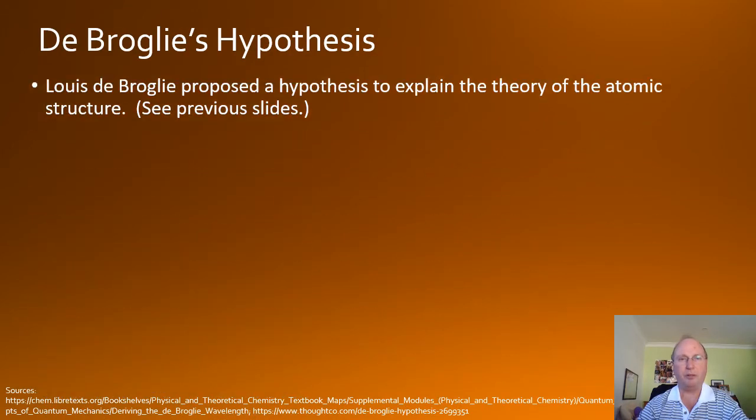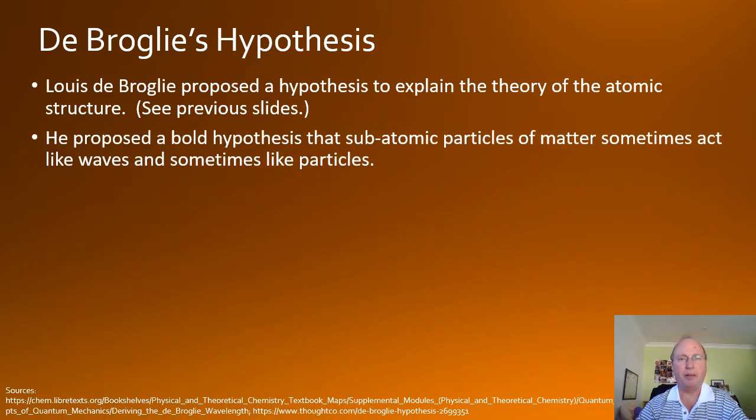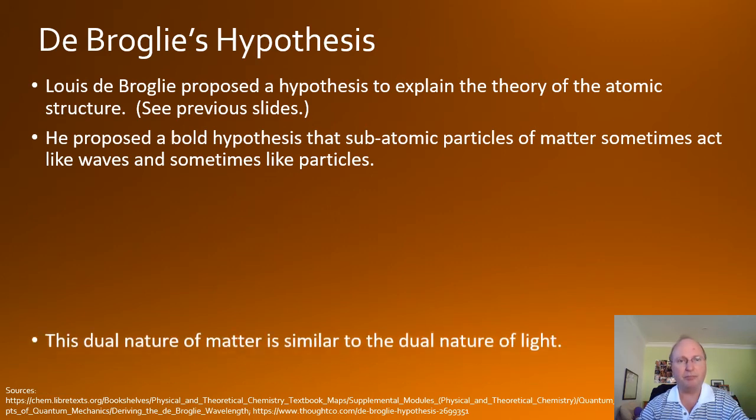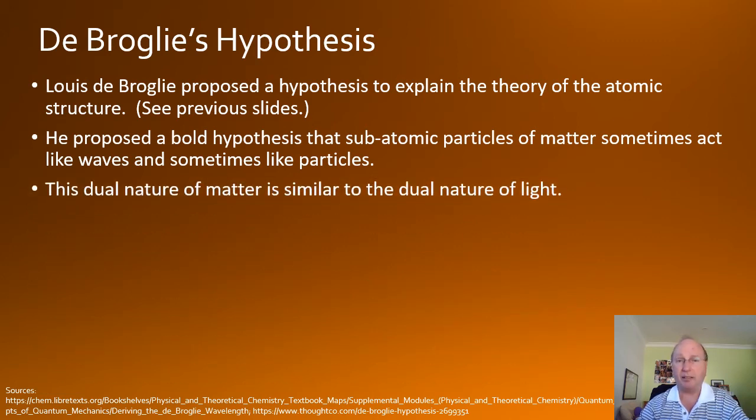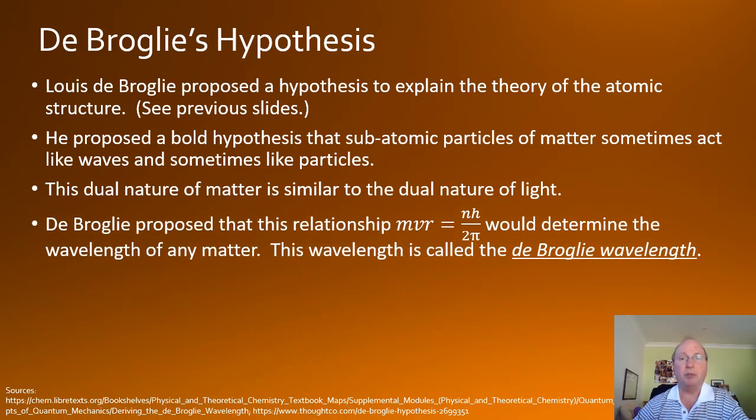So de Broglie's hypothesis to explain this theory of atomic structure: he proposed a bold hypothesis that subatomic particles of matter sometimes act like waves and sometimes like particles. The dual nature of matter is similar to the dual nature of light. De Broglie proposed that this relationship mvr equals nh on 2 pi would determine the wavelength of any matter. This wavelength is called the de Broglie wavelength.